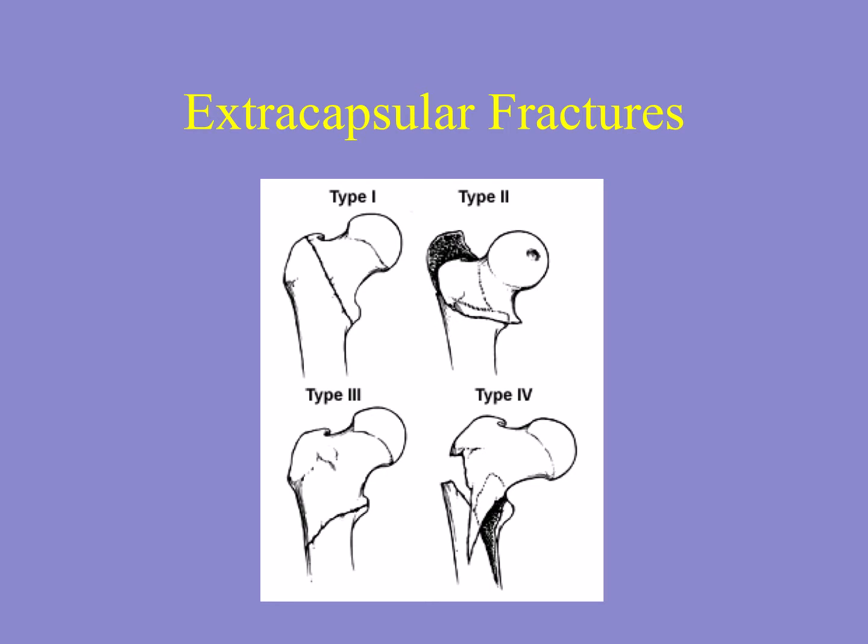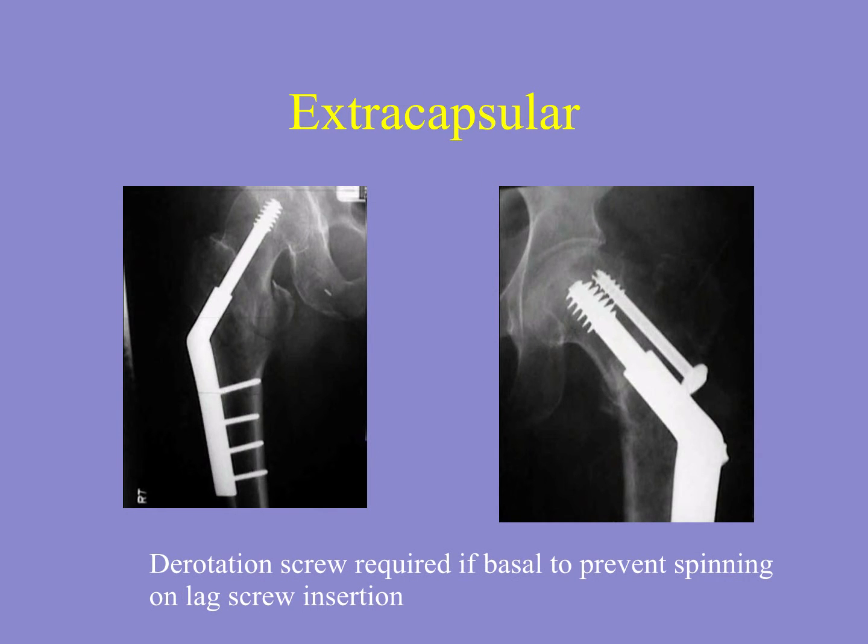The commonest type that you're going to see is the type 1 extracapsular fracture. Very rarely you might see the other types. Sometimes this is important because it can affect management. The management for an extracapsular fracture in the main is a dynamic hip screw. This consists of a lag screw, which is screwed into the femoral head, and a shaft plate, which is attached to the shaft of the femur with screws, and it has a barrel.